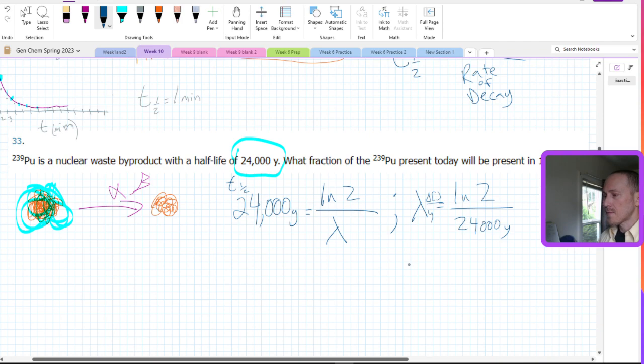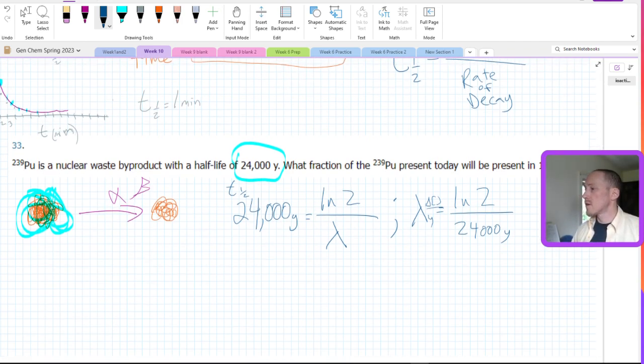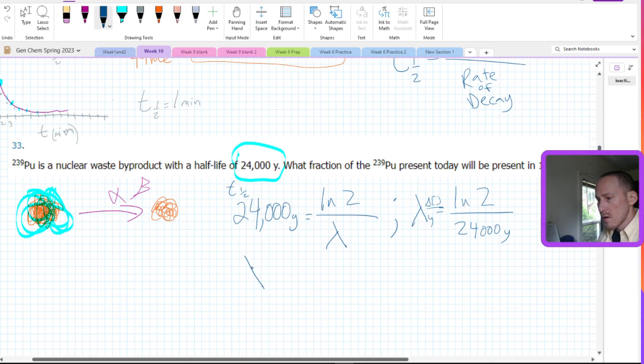Unit-wise. Okay, so natural log of 2 is like 0.65, right? 0.695? 0.693. So we can say that lambda is going to equal 0.693. That's the natural log of 2. You could keep that as natural log of 2 in your calculator if you want to be extra exact about this.